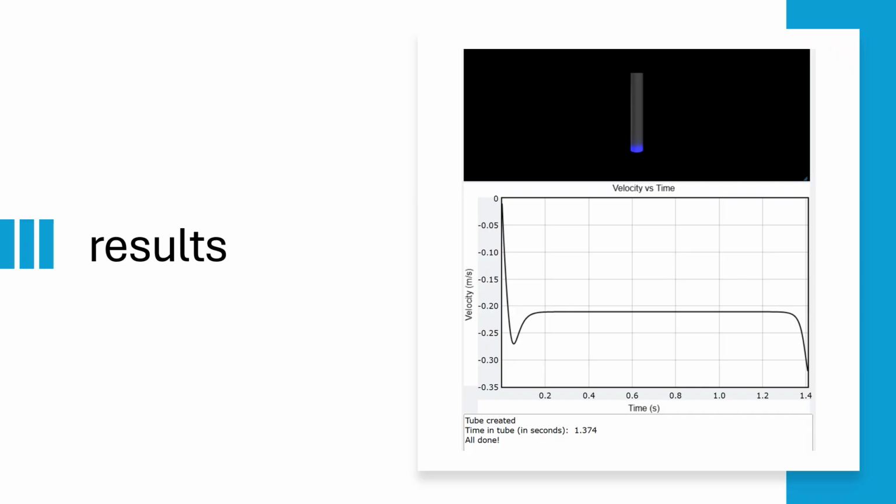And here's the final result of my code. As you can see, the final time I got for the magnetic bar to fall through the tube was 1.374 seconds, which is really close to our actual real-life time. The possible errors could be caused by air resistance and other unknown outside forces.